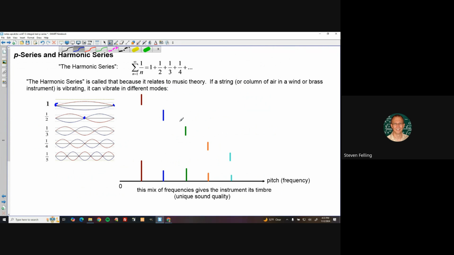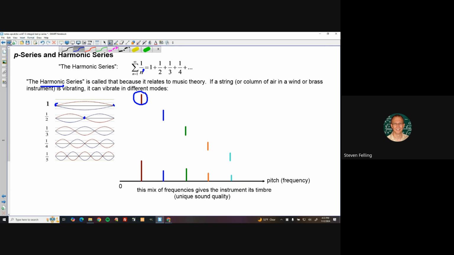Those frequencies in music are called harmonics. This is called the fundamental pitch, and these are the harmonics: twice the frequency, 3 times the frequency, 4 times the frequency. And the particular mix of these things gives the instrument its what we call timbre, the quality. So that's why a flute playing a note sounds different than an oboe playing a note, sounds different than a guitar playing a note, because they have a different mix of these frequencies, and our ear hears that differently. Anyway, not necessarily something you need to know for the class, but that's why this is called the harmonic series, when you have a p-series where the p is 1.